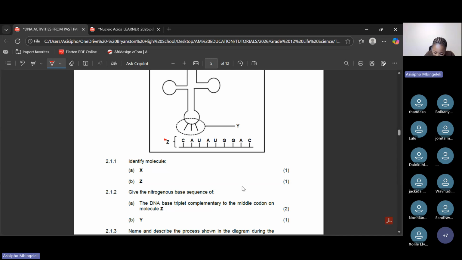So middle codon, let's figure out the codons. This would be the first codon, this would be the second codon, and this would be the third codon. They want us to focus on this one because they said it's the middle one. They guided us, guys. They said molecule Z. This is molecule Z, and this is where we find the codons. So anyone to give me the bases there?